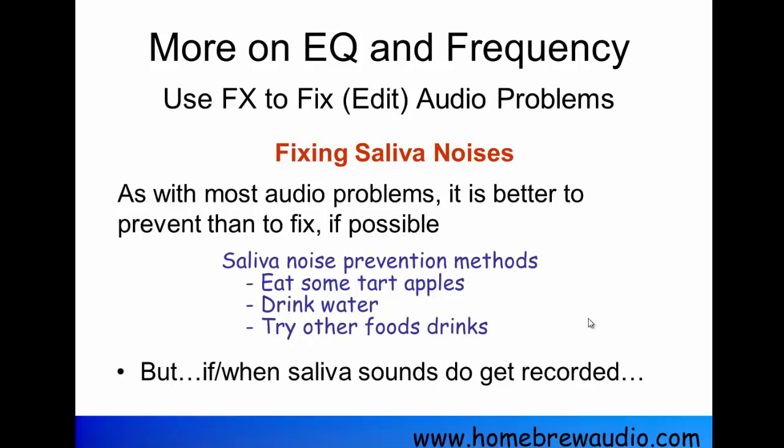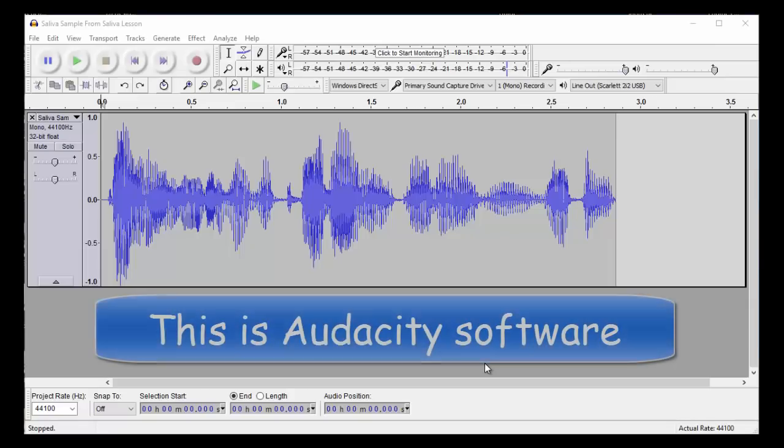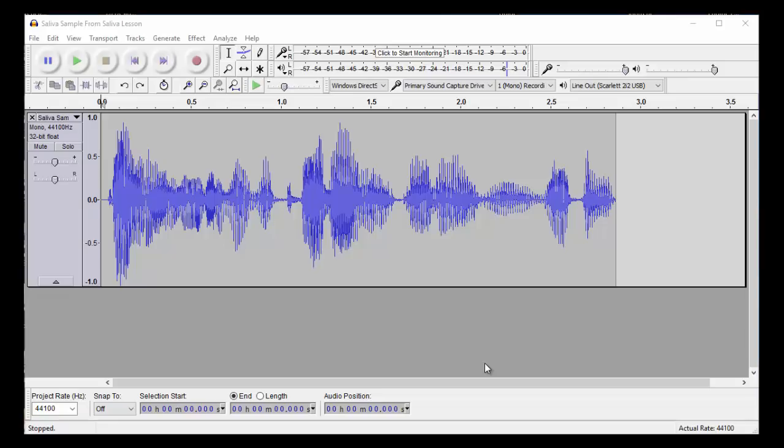But if and when they do get recorded, just like with editing out the PPOPs in the last lesson, it will be EQ to the rescue. Here's an example of some audio I recorded that had a very loud saliva click in it, and I was not able to prevent it, obviously, so I'm going to edit it out and show you how to use EQ to do that. Let's take a listen to what we've got first.